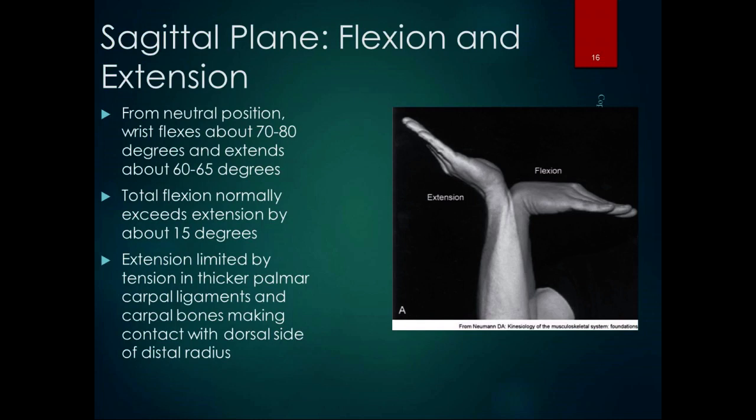Then you have hyperflexible wrists, which is pretty common actually. Extension is limited by the thicker palmar carpal ligaments and the carpal bones making contact with the dorsal side of the distal radius. So it's a little bit of a firm end feel from the ligaments, and flexion is more of a hard end feel because it's bone on bone.